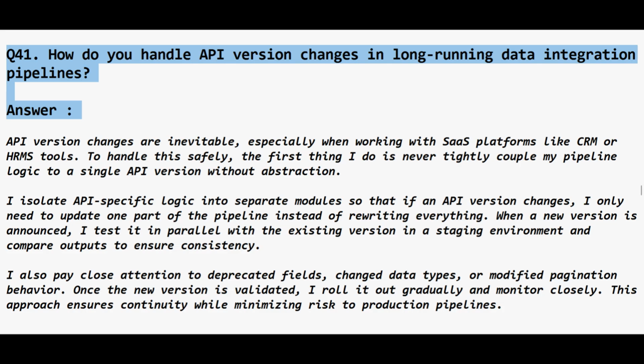When a new version is announced, I test it in parallel with the existing version in a staging environment and compare outputs to ensure consistency. I also pay close attention to deprecated fields, changed data types, or modified pagination behavior. Once the new version is validated, I roll it out gradually and monitor closely. This approach ensures continuity while minimizing risk to production pipelines.